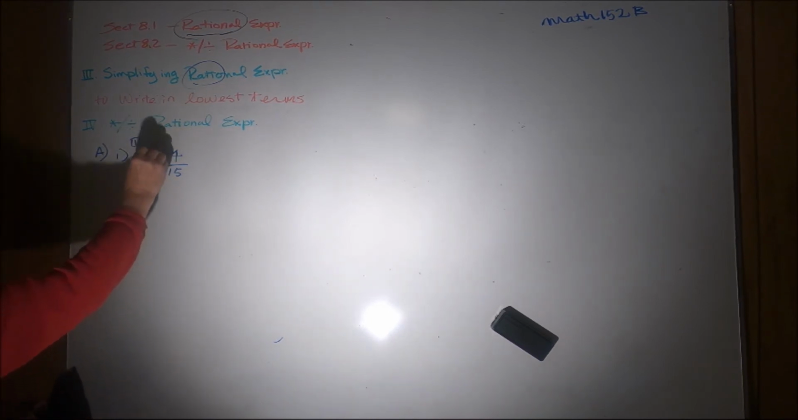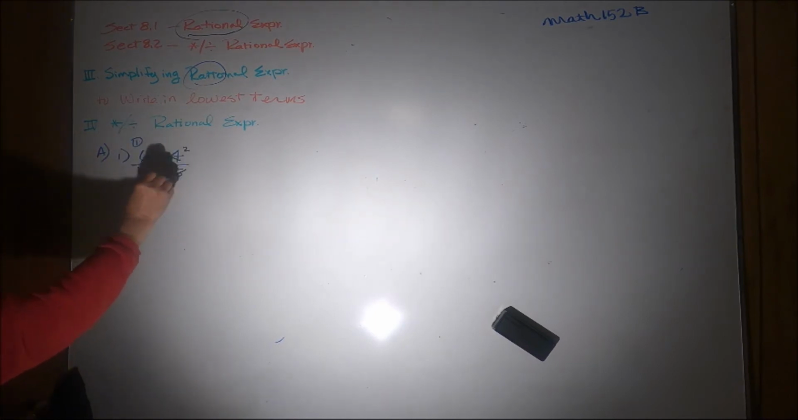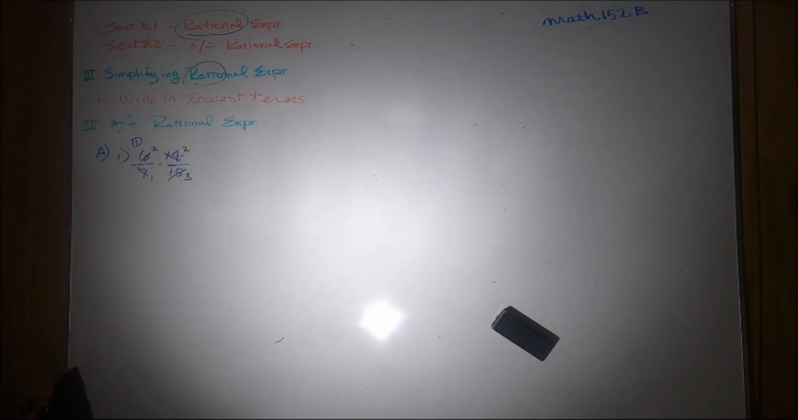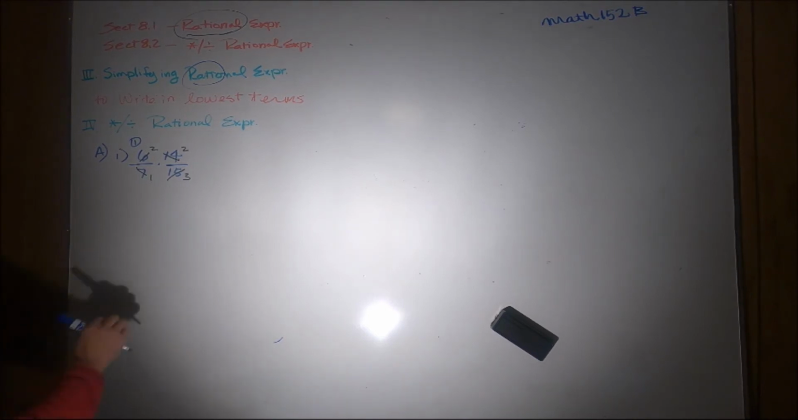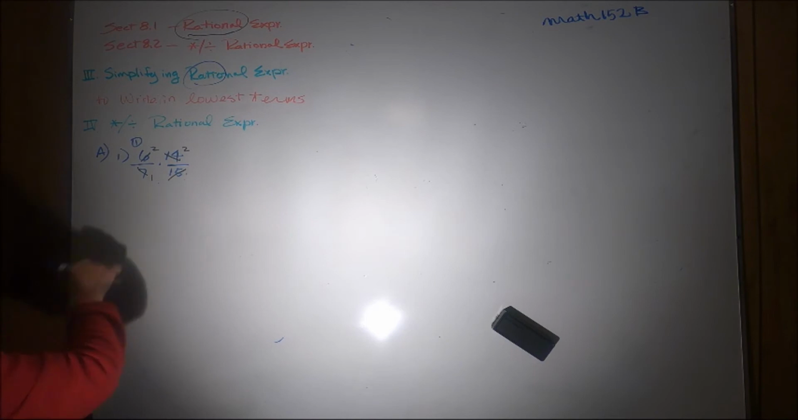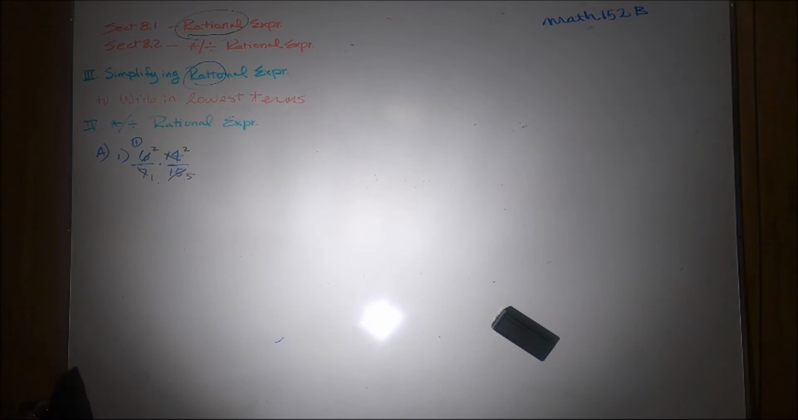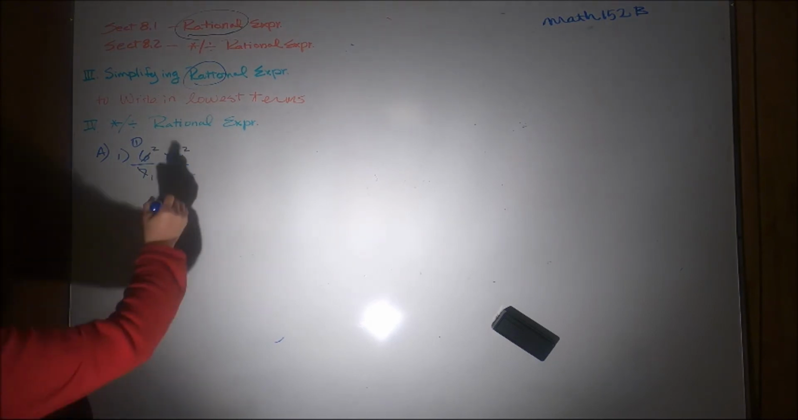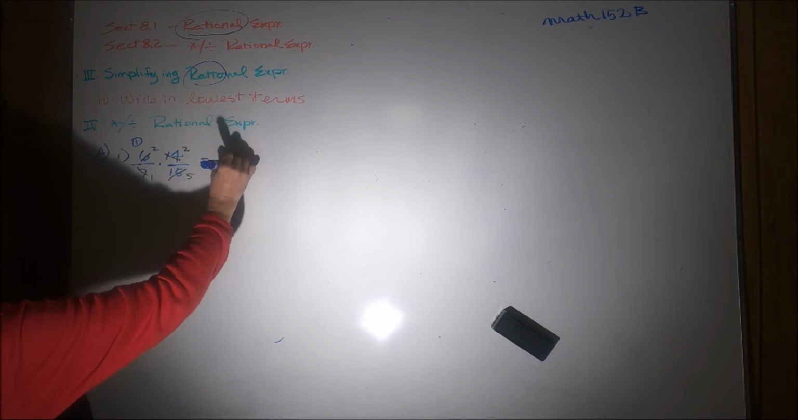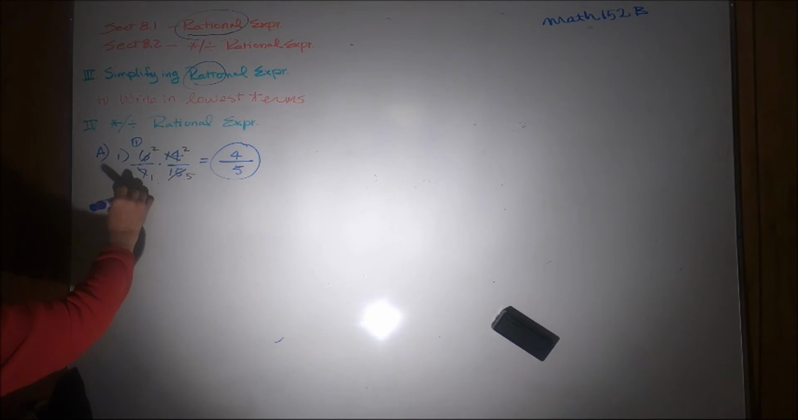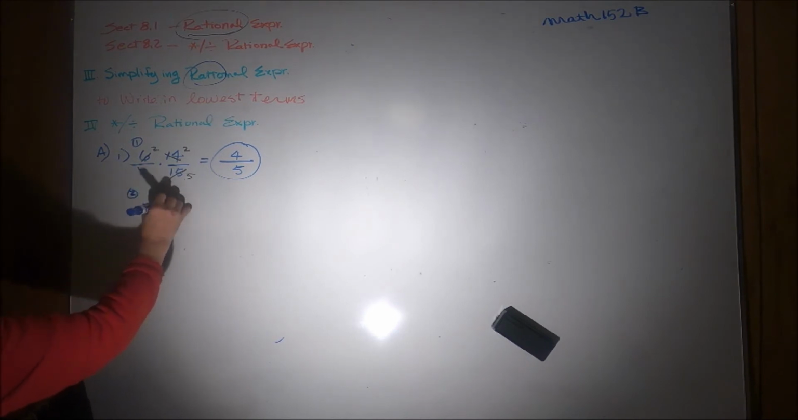You cross cancel. 7 and 14 would be 2. And 6 and 15 can be divided by 3. That would be 2 and 5. Right? Then after it's done, oops, not divided by 3, it's 5 here. Right? Then we multiply straight across, that would be 4/5, right? Now we do this way.